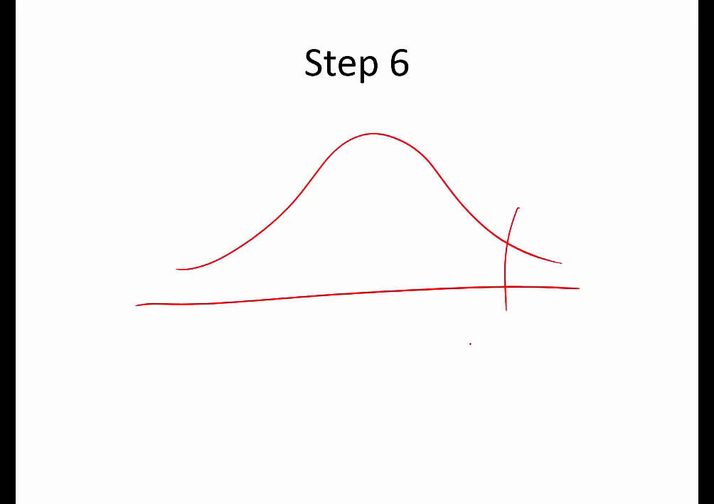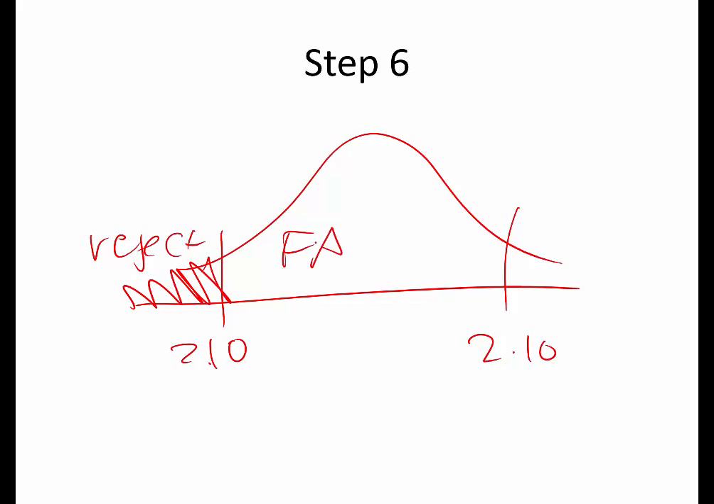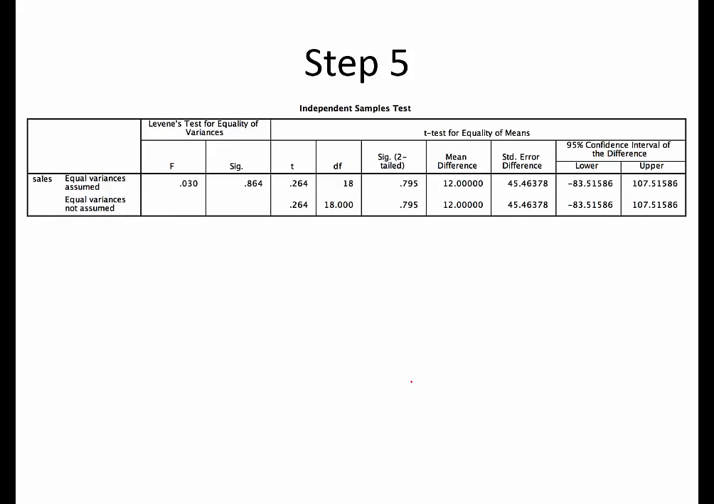So I have both sides, 2.10, 2.10. Right, so out here is reject. This is fail to reject. Out here is reject. And let's see how far our little car gets. Ready? So this one's negative, by the way.